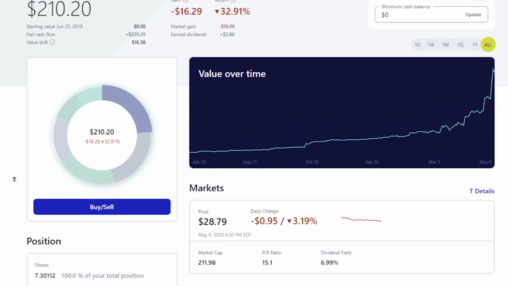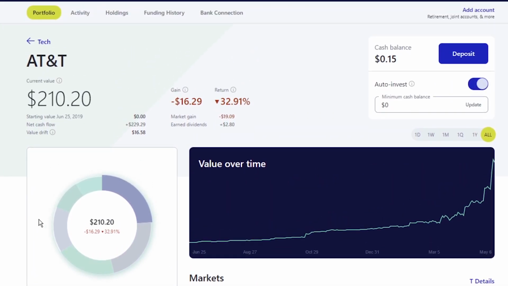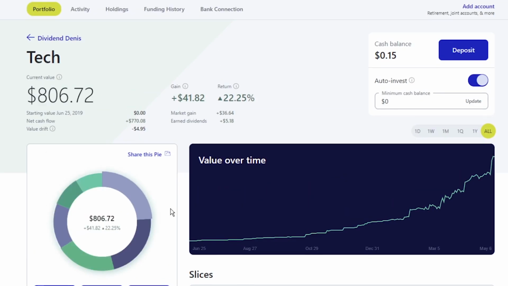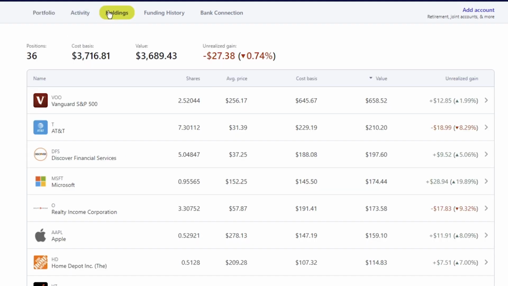But I actually wanted to show you how to find out this stuff a little easier rather than going into each pie and then each stock itself. If you have multiple stocks, this is going to be a lot easier. Let's go into our holdings. Right over here, you can see I currently have 36 holdings. Right now they set it up by value, so this way you can see how much you actually have in each one based off of the current pricing at the end of that given day.